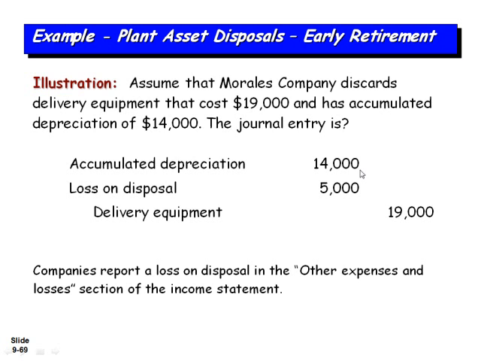Now, if we just had that debit of 14 and that credit of 19, this journal entry would be out of balance. So what does it take to balance this journal entry? A debit of $5,000. You can see that we had a book value of $5,000. Since we disposed of this asset, we didn't sell it, we just disposed of it, we are taking a loss of $5,000. And we have a new account title, loss on disposal, $5,000.